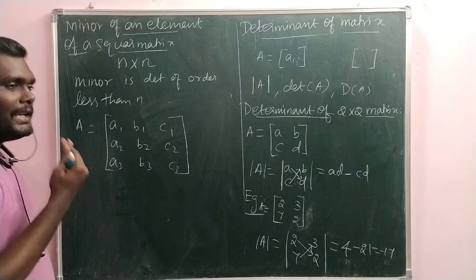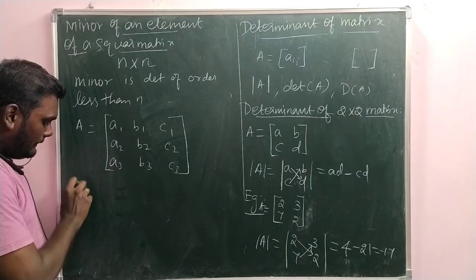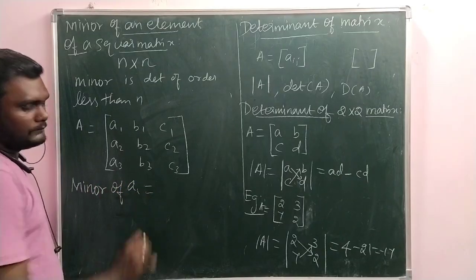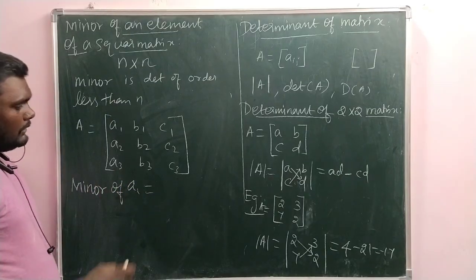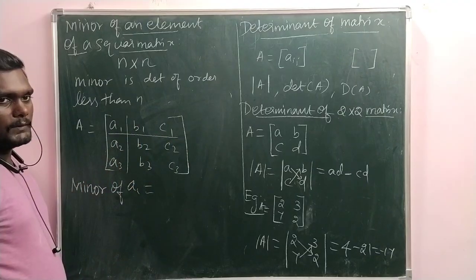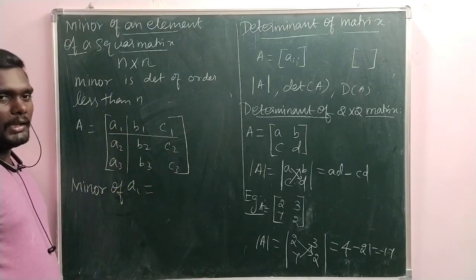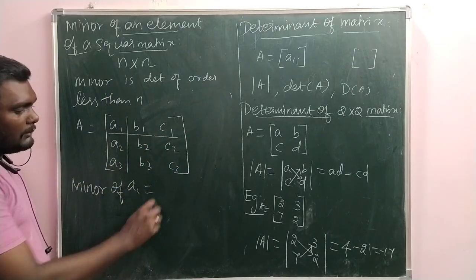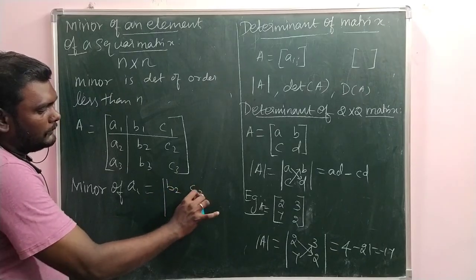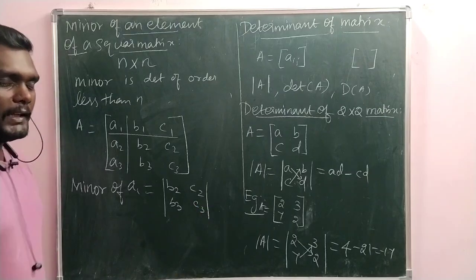Here each element has its minor. Now listen carefully. The minor of A1 is nothing but leaving the row and column where this A1 belongs. We leave this row and this column. The remaining 2 by 2 matrix will be there. So the determinant of that remaining 2 by 2 matrix, B2 C2, B3 C3, is what we call the minor.